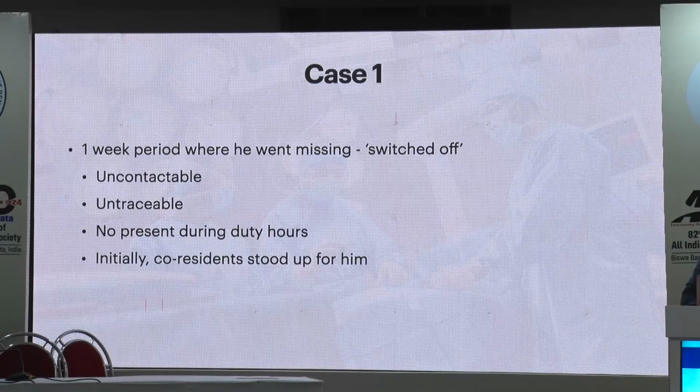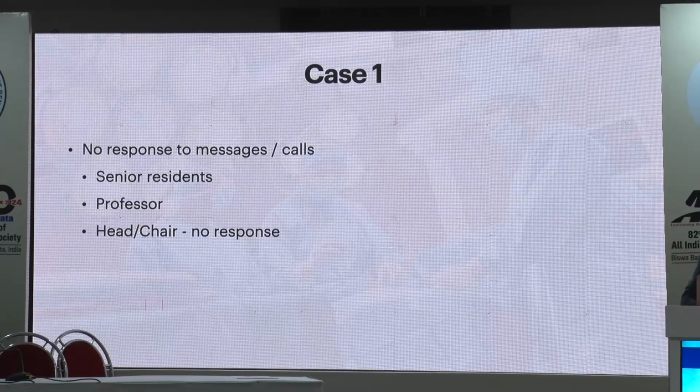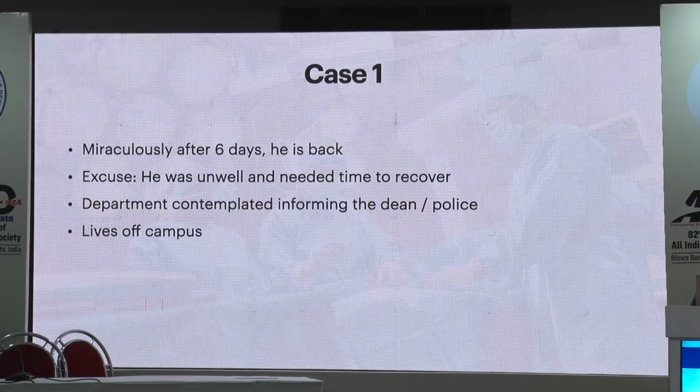I think the first time this happened, his co-residents covered up for him and said things like he's unwell, etc. And whenever we attempted to reach out to him, senior residents, professors, even the chair, there was absolutely no response. But miraculously, 6 days later, he's back. His excuse was he was unwell and he needed time to recover.